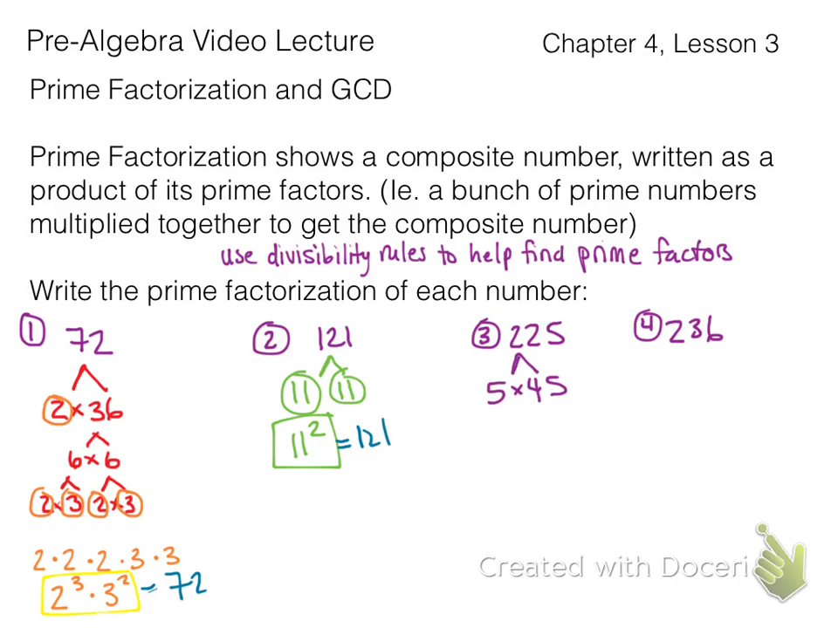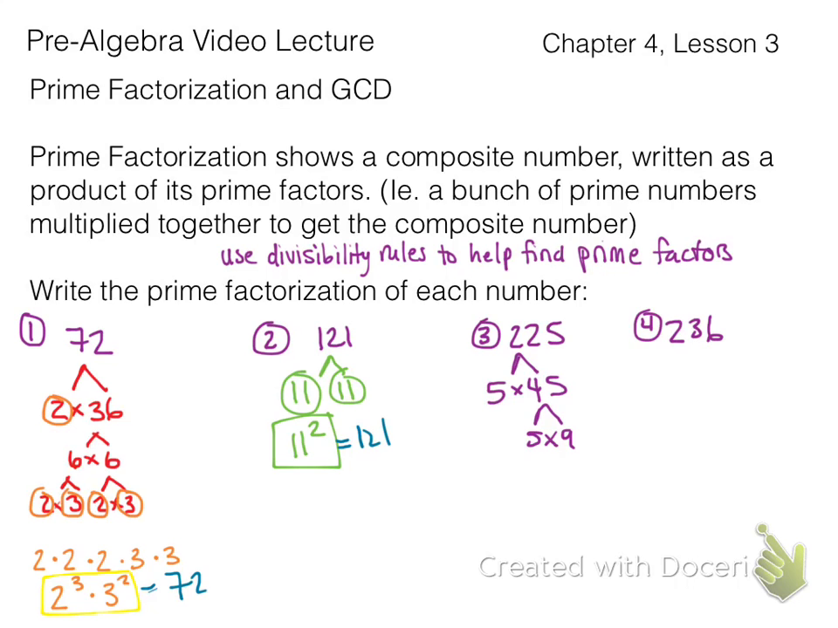All right, so 225, it's divisible by 5 because it ends in a 5. So once you divide it by 5, you're going to figure out that you get 45 out. So 5 times 45 is still 225, but 45 isn't prime, whereas 5 is prime. So I got to break up 45.